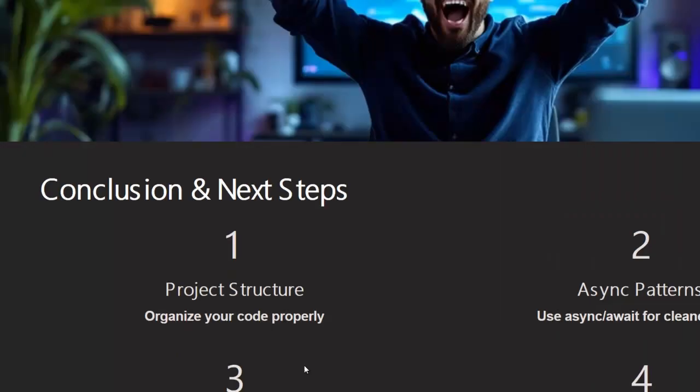So for the conclusion and next steps, you can see in project structure we have learned to organize your code properly. Then, as I told you, we need to use the async and await pattern. If you're creating any application or APIs, you can use the async await pattern. Then error handling, implement robust error management. As I told you, async await we need to use to handle the errors. So we can do that.